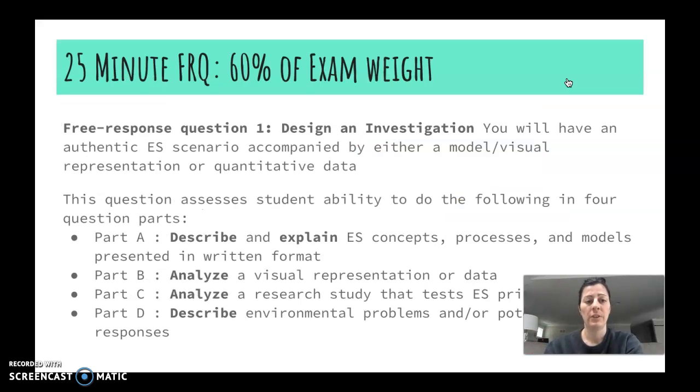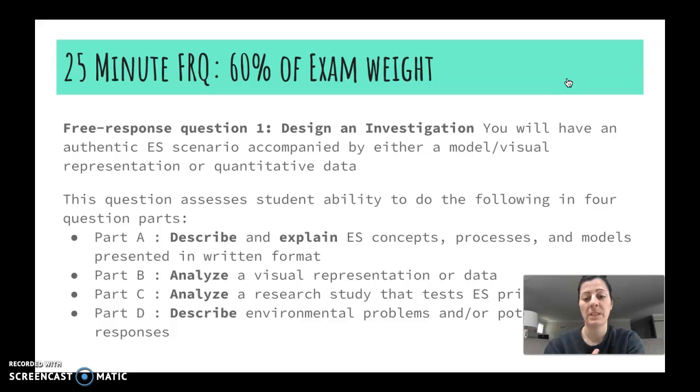So the first of your 2 FRQs is the 25-minute one. This is 60% of your exam weight. This is a free response question that's going to be a design and investigation. So again, you're going to have an authentic earth science scenario, or environmental science scenario, accompanied by either a model or a visual representation or some quantitative data, so graph or data table. These questions are going to assess your ability to do 4 things. Describe and explain the concept, the process, and the model.